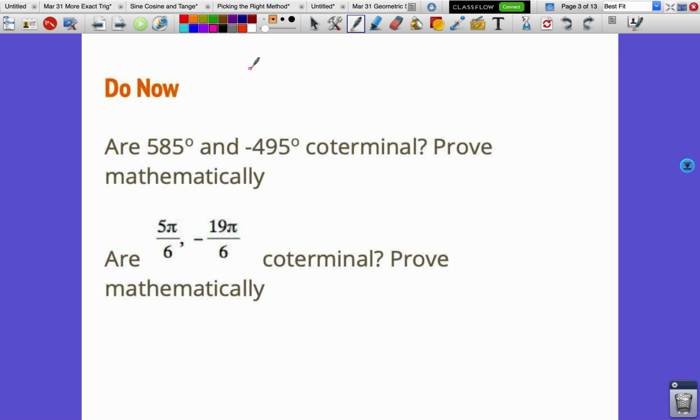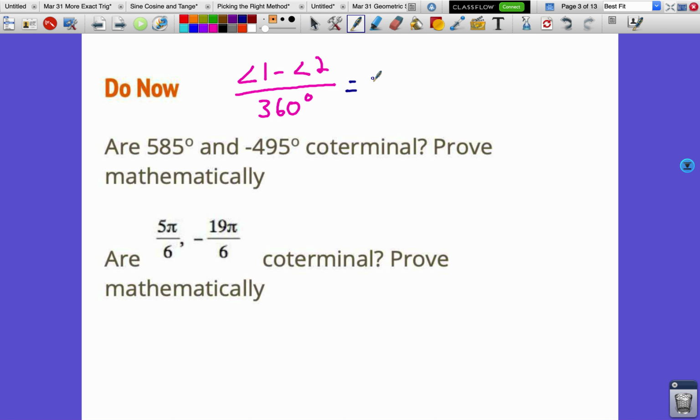What you want to do is find the difference of angle 1 and angle 2. So do angle 1 minus angle 2, and then you want to divide that by some amount of full rotation. So either 360 degrees or 2 pi, depending on what unit your problem is in. All right, and so that means that the difference will give you the angle between these two terminal sides. And if that angle is a multiple of some number of full rotations, then they are coterminal.